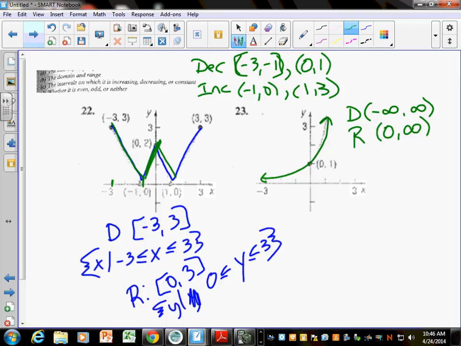Is this one increasing, decreasing, constant? The entire time, right? So you could say it's increasing over its entire domain, or I would say it's increasing from negative infinity to infinity. Just remember, increasing, decreasing, constant are x values. How come it won't be decreasing? Because you're always going up. If you drew a little guy on here, do you agree it's always going up? It's just always increasing.